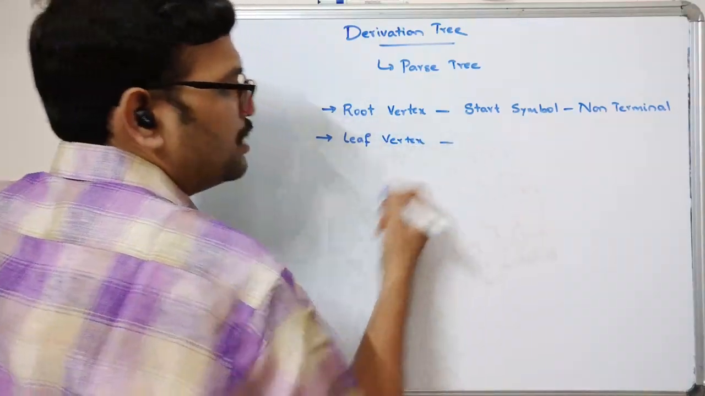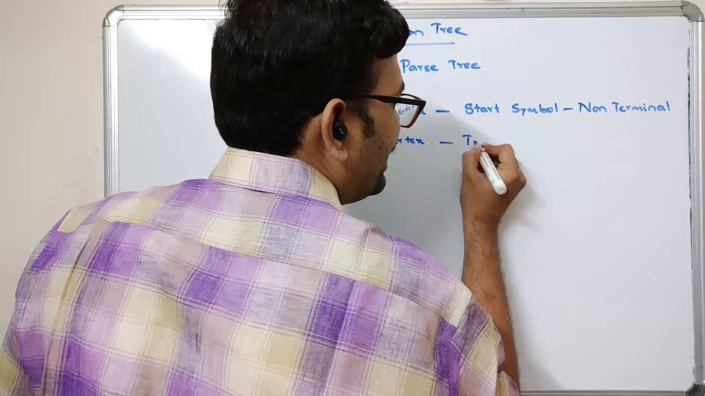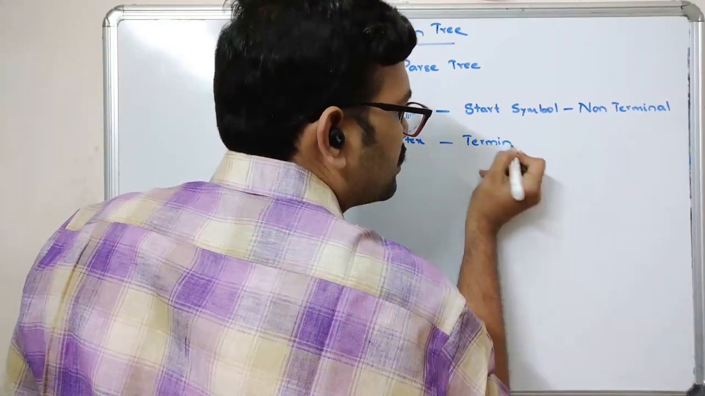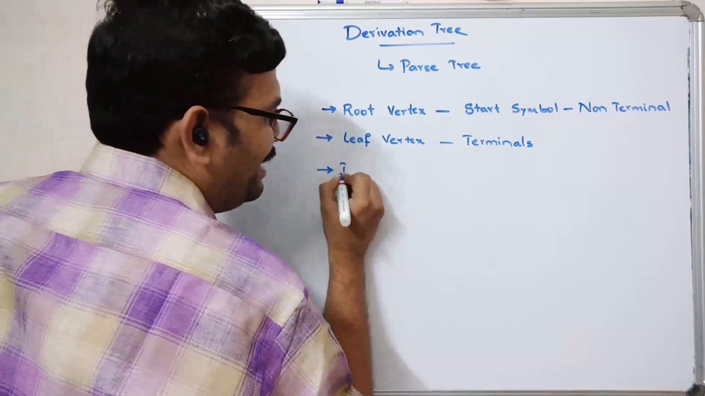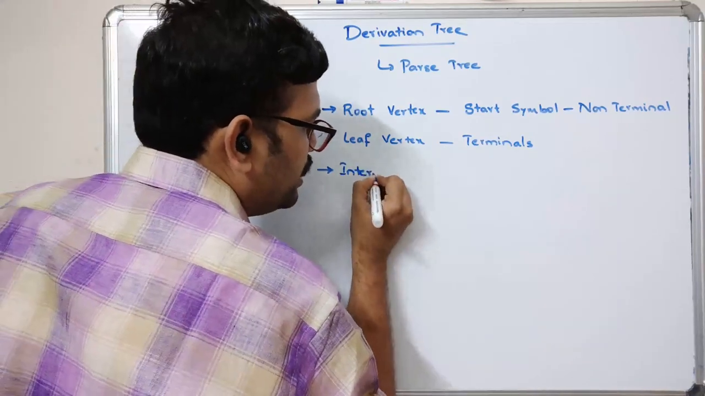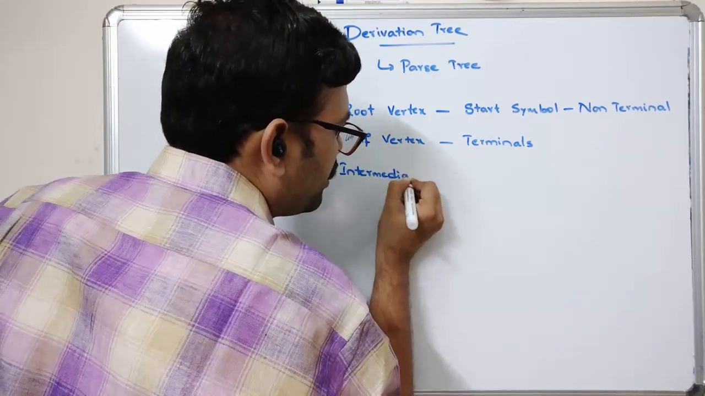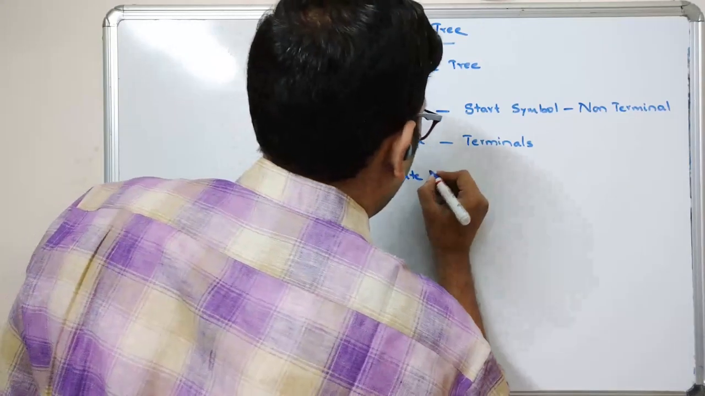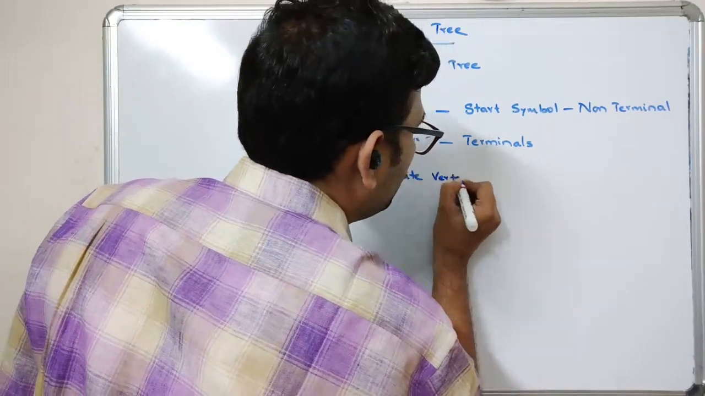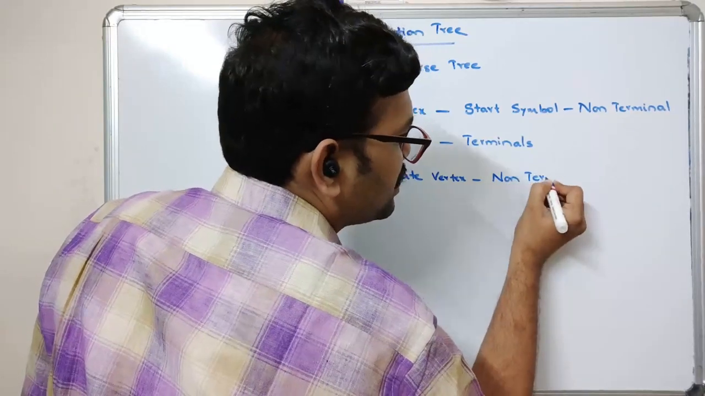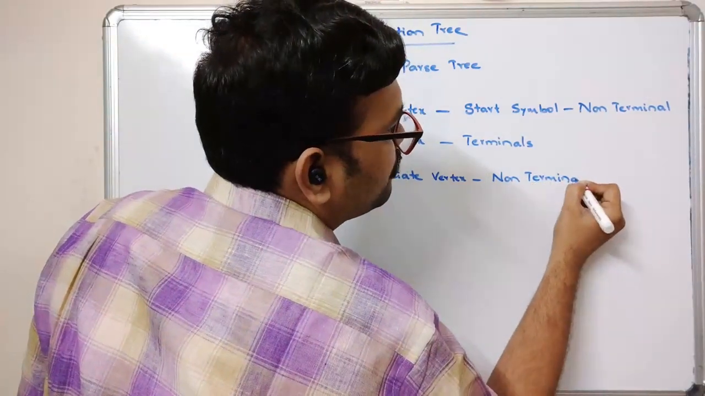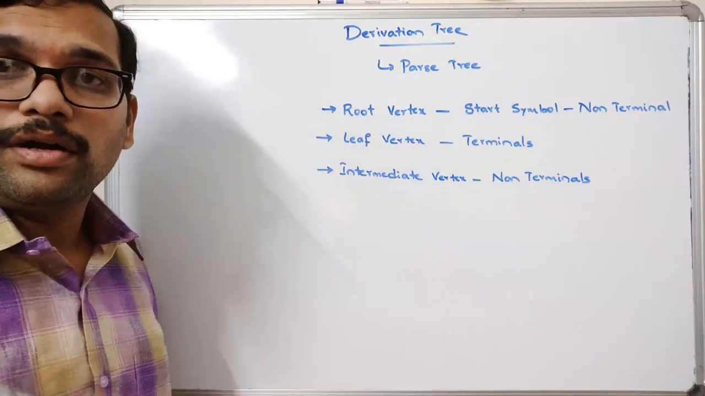That means these are nothing but terminals. And the third one is intermediate nodes, or intermediate vertices. These are all non-terminals, a set of non-terminals other than the start symbol.